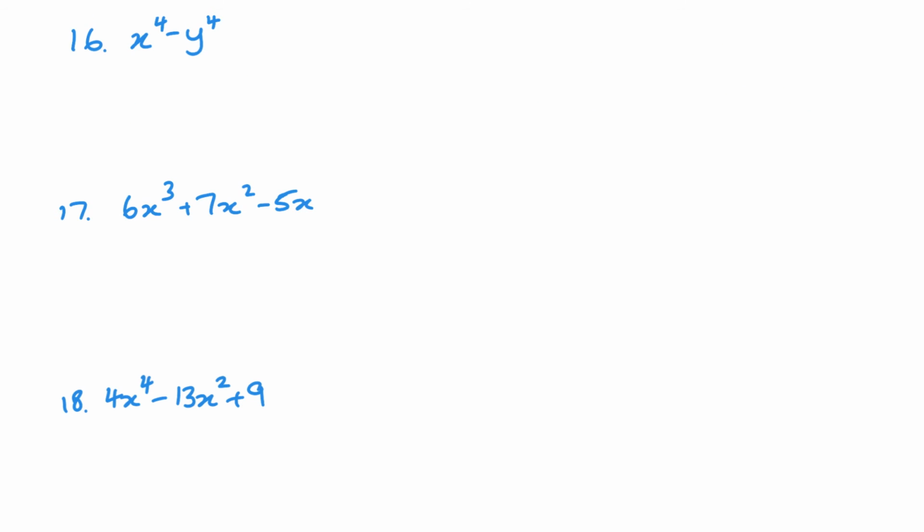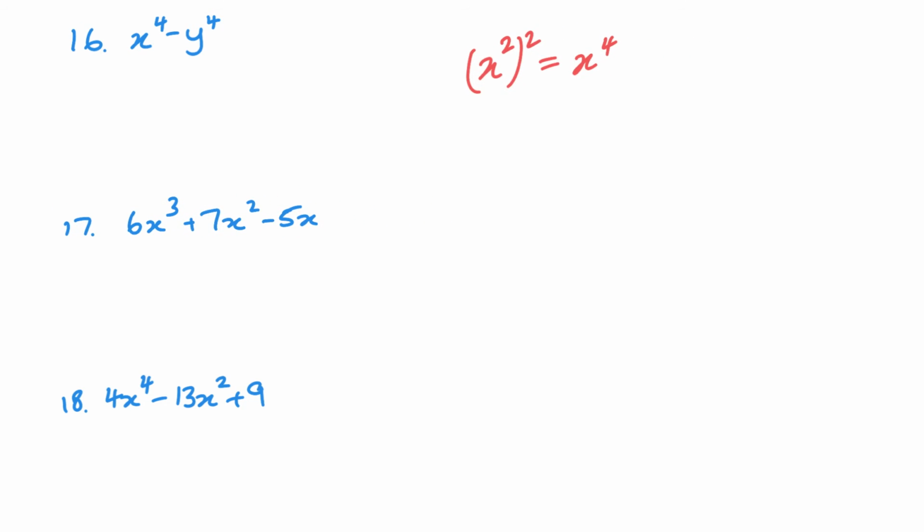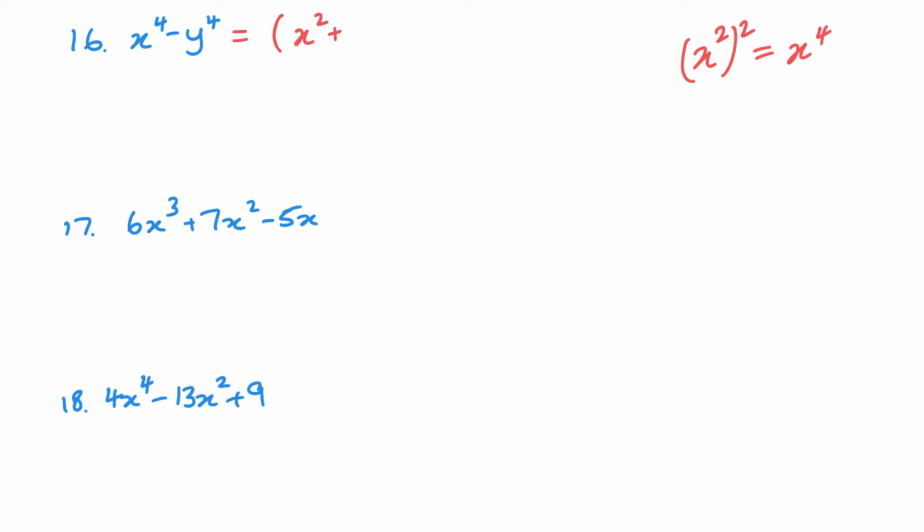So you look at question 16 and immediately it looks like difference of two squares. And it is, because if you think x squared is x to the power 4. So if you think about that, that does mean that we are going to be able to use the difference of two squares here. Just getting that out of the way there. So this will give me x squared plus y squared, x squared minus y squared.